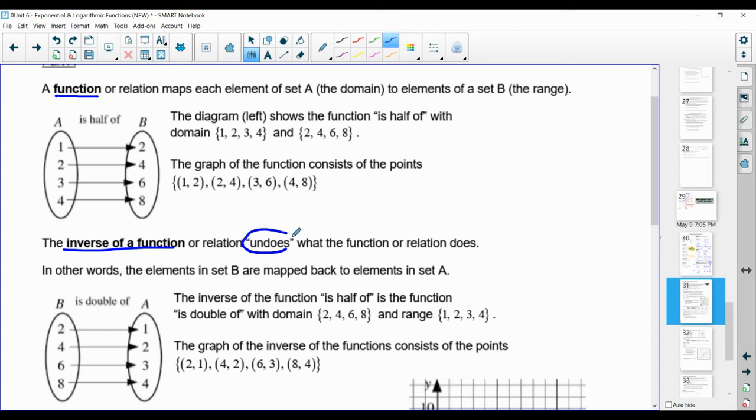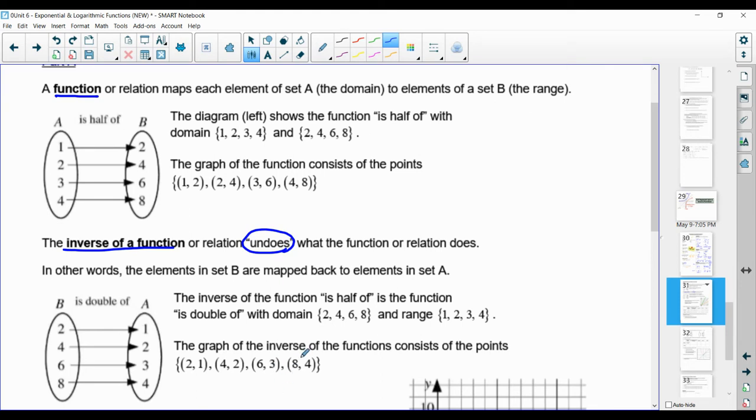Now the inverse of a function undoes what the function or the relation does. So in other words, we reverse them or we flip them. So the inverse of a function, instead of half of, the opposite of half of would be double of. So we rewrite these and notice that our A's and our B's have flipped. So now we say 2 is double of 1, 4 is double of 2, 6 is double of 3. And again, our domain would be 2, 4, 6, 8, and our range would be 1, 2, 3, 4, and we can write our coordinates.